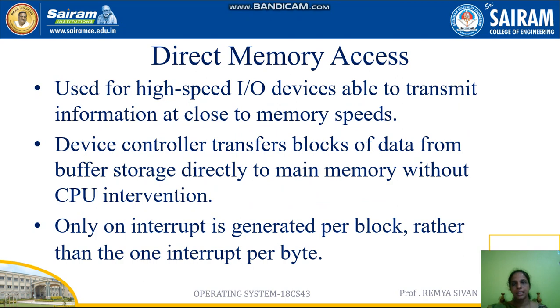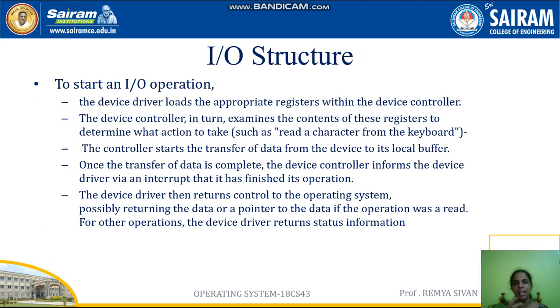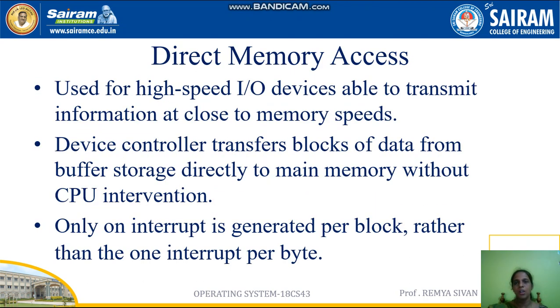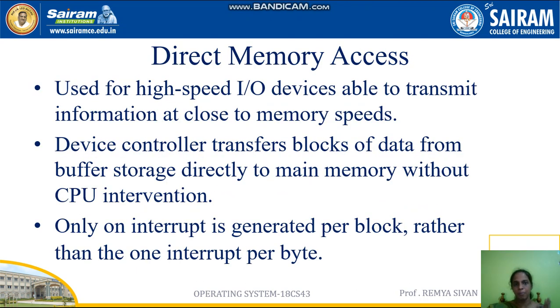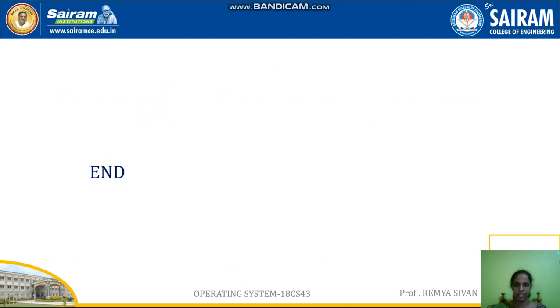And direct memory access: this interrupt-driven IO is for low volume data. If you have a very high volume of data, it is very difficult to execute, so we go for direct memory access. Direct memory access is used for high speed IO devices able to transmit information close to memory speed. The device controller transfers a block of data from buffer storage directly to main memory without CPU intervention. Only one interrupt is generated per block rather than one interrupt per byte. That is direct memory access.